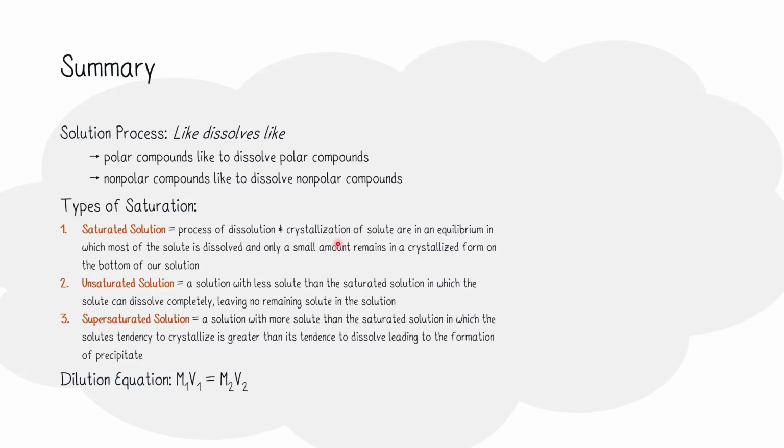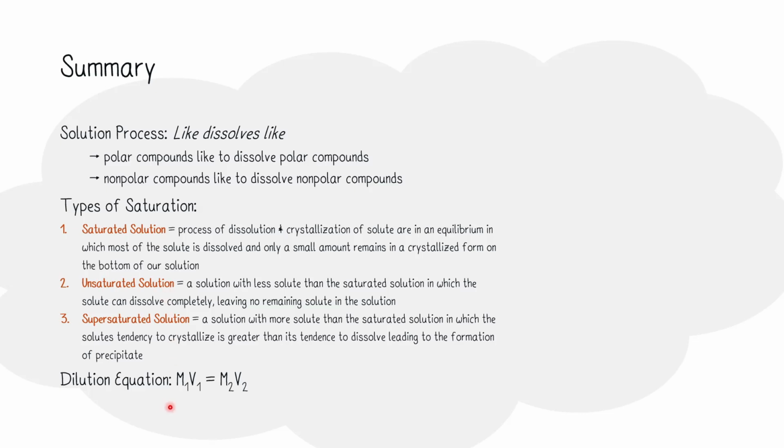To summarize this quick video, we said that the solution process has a rule, and this rule is like dissolves like. Polar compounds like to dissolve polar compounds, and non-polar compounds like to dissolve non-polar compounds. We said that there are types of saturations. We can have a saturated solution where we have almost the perfect amount of solute for a solvent, and only a very small amount actually stays in its crystalline form on the bottom. Then we have unsaturated, where we have so much solvent that we could dissolve even more solute. And then we have a supersaturated solution where we have so much solute that a lot of it will actually precipitate and stay on the bottom as a crystalline structure.